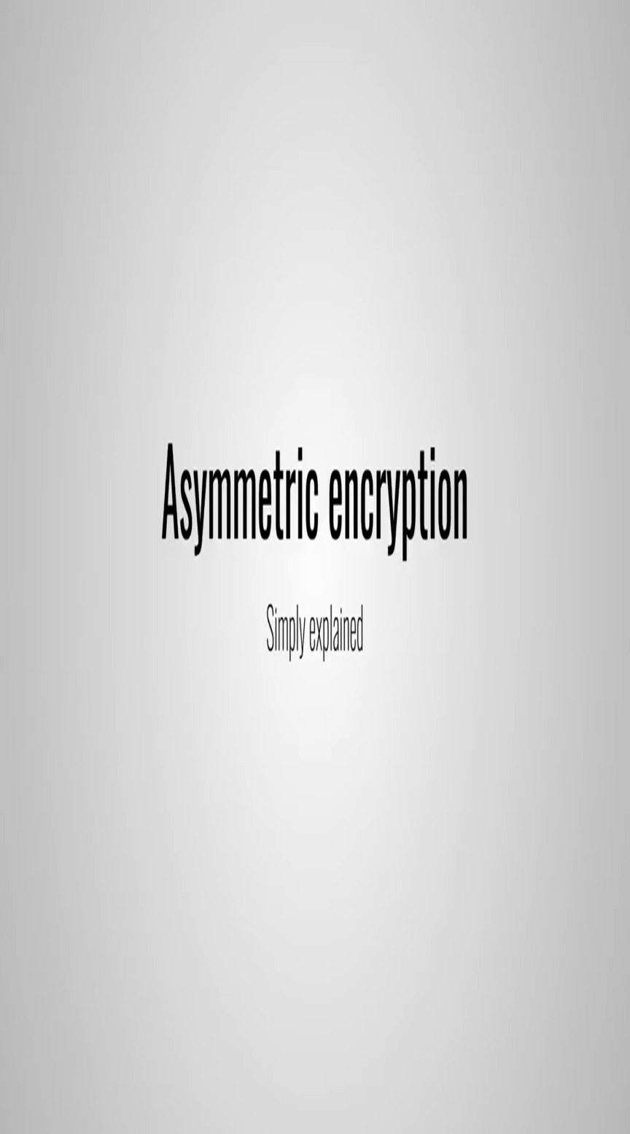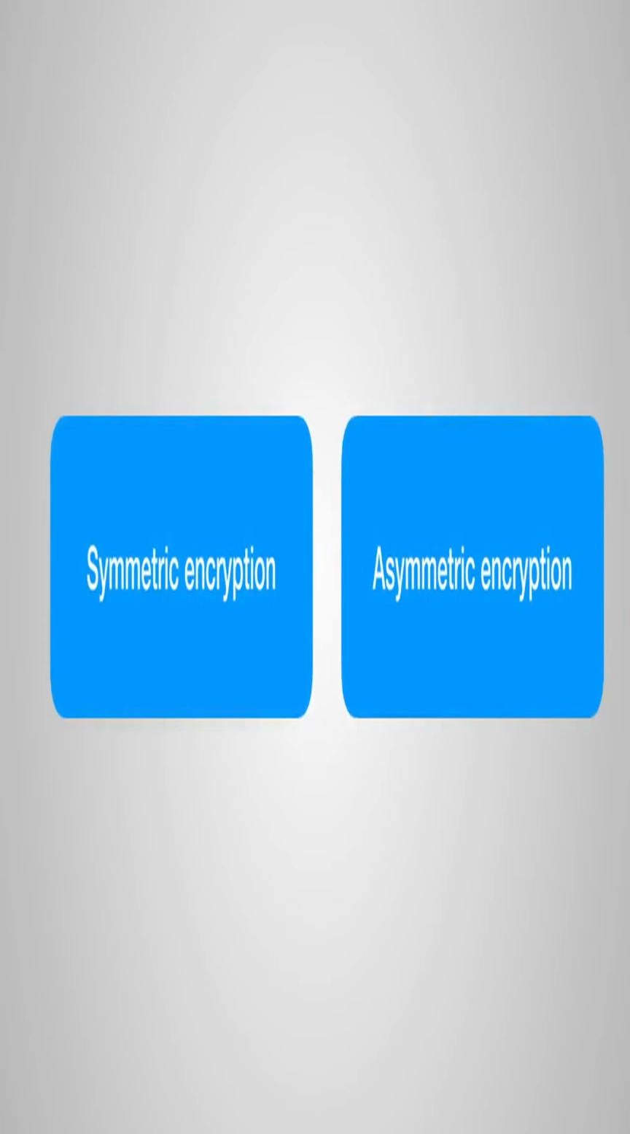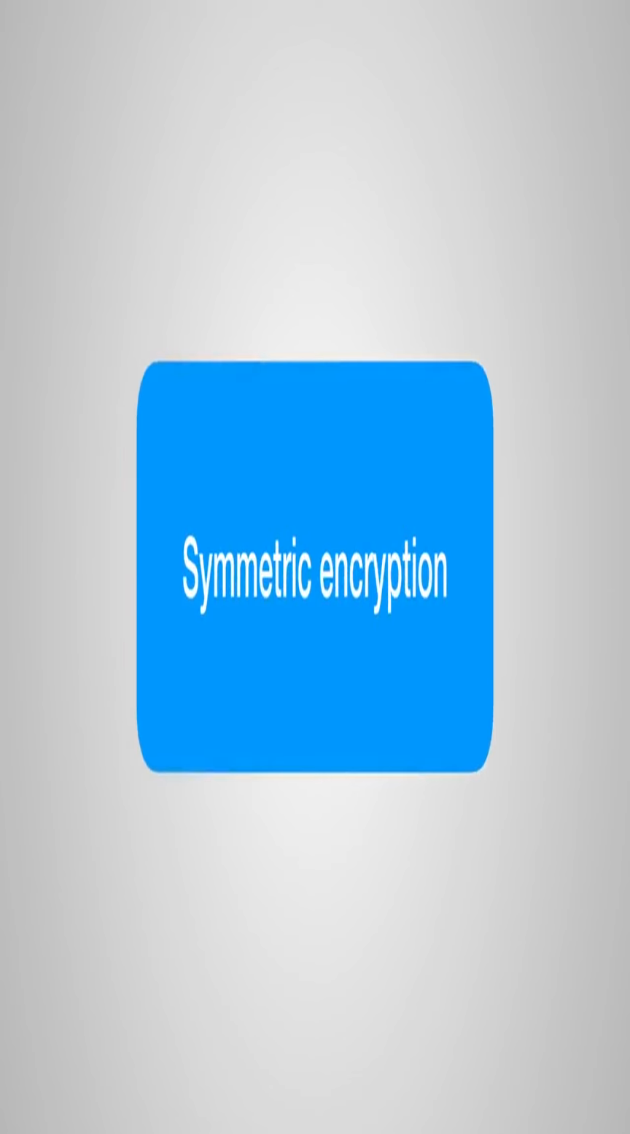Encryption is the process of taking a message and scrambling its contents so that only certain people can look at your message. There are two types of encryption, symmetric and asymmetric encryption. Let's first take a look at symmetric encryption to understand why asymmetric encryption was created.